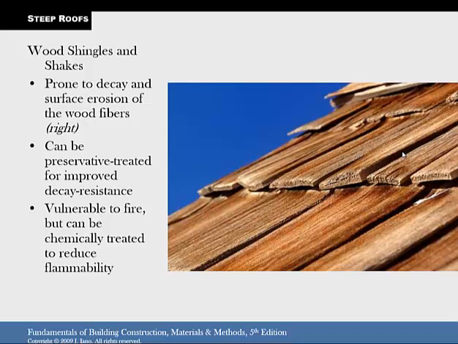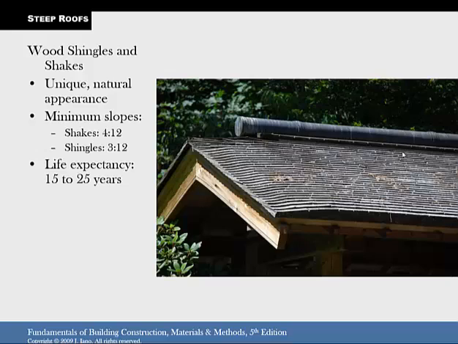Just some properties. Like I said, they're vulnerable to fire. But they do have a unique natural appearance. So when you use these kind of shingles or shakes, the minimum slope is 4 and 12, because if it's flatter than that, you'll have a water problem. Shingles, your minimum slope is 3 and 12. And you can expect those kind of roofs to last anywhere from 15 to 25 years before you have to redo it.